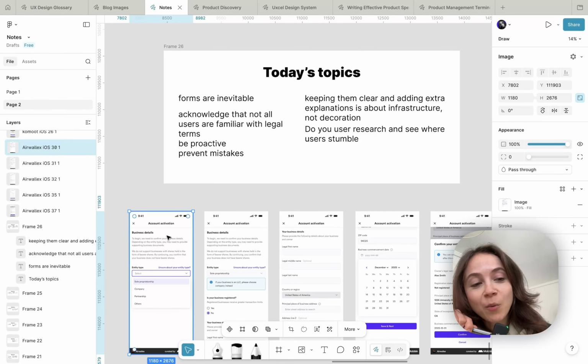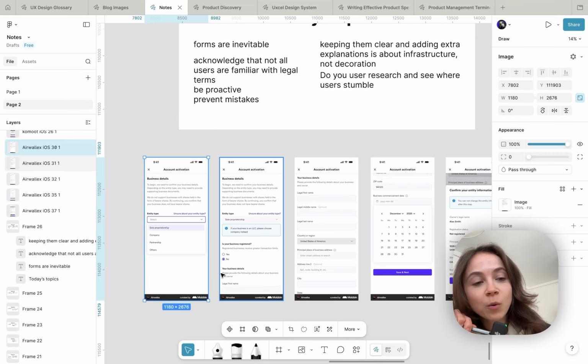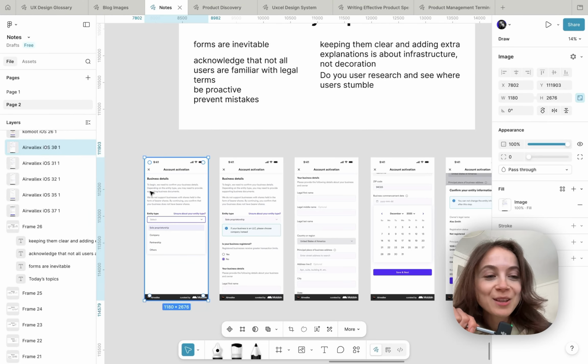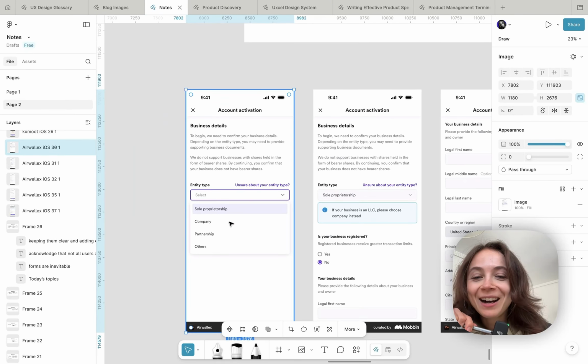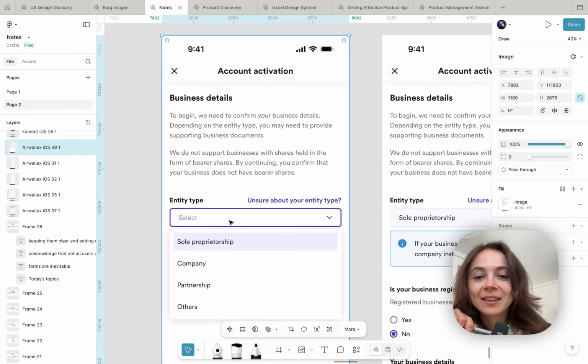So today I want to take a look at how Airwallex, a finance business platform, handles the form for account activation pretty well. So let's take a look. First of all, I would like to say that the goal is to be proactive, to prevent users from making mistakes. And that's what they do at the very beginning.